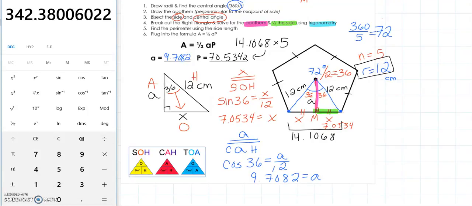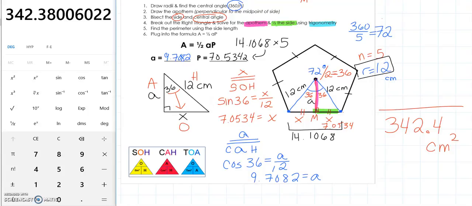In other words, multiply by a half. So your final area that we're going to go ahead and write down as our final answer is going to be 342.4. You don't want to round to the nearest tenth until the very last step. And the units are going to be centimeters squared because area is always squared. So this is our final answer.